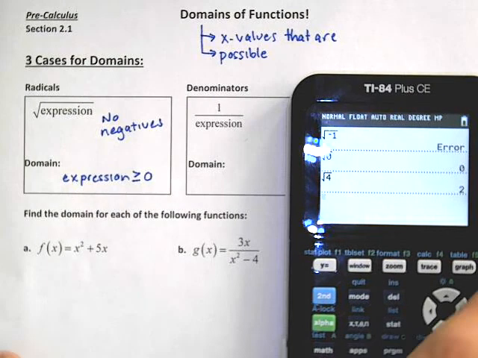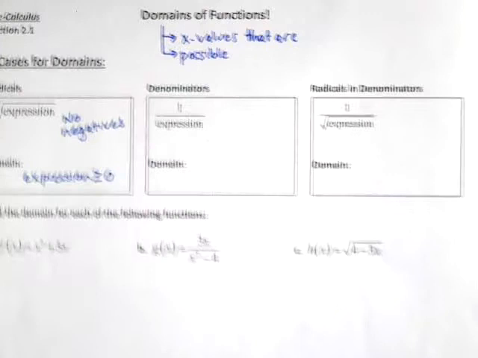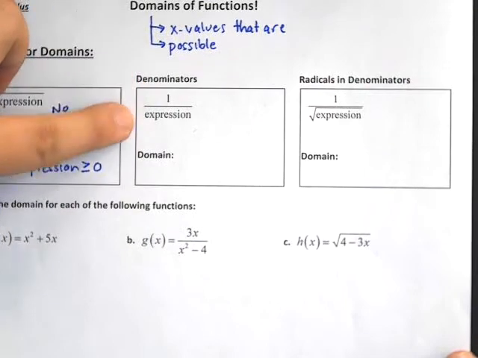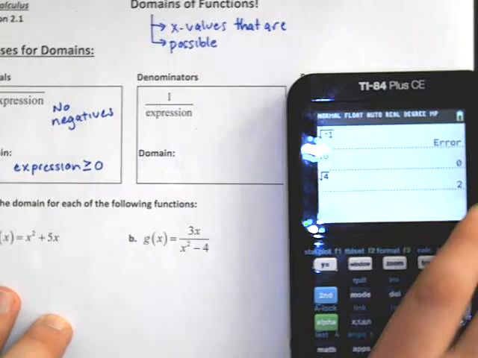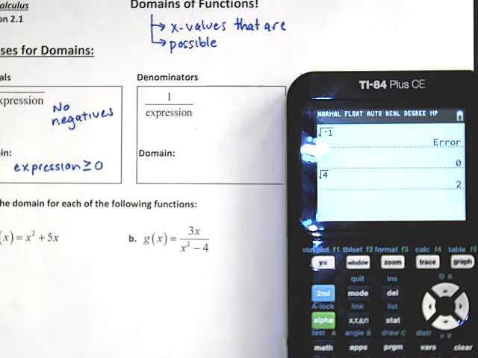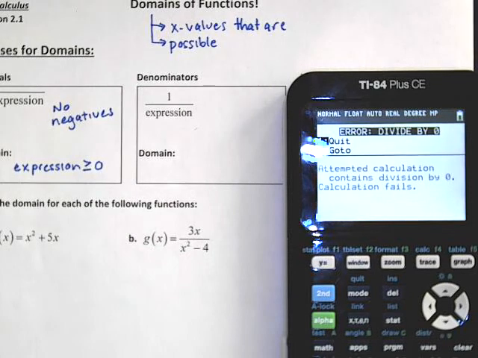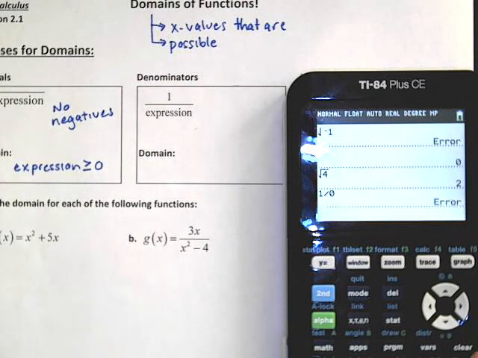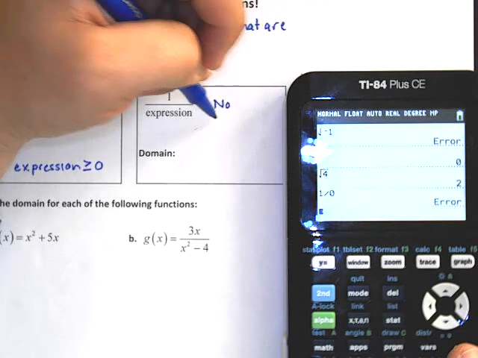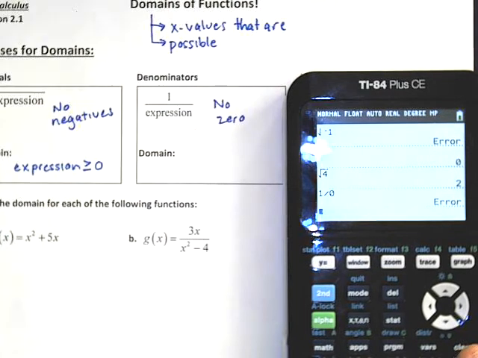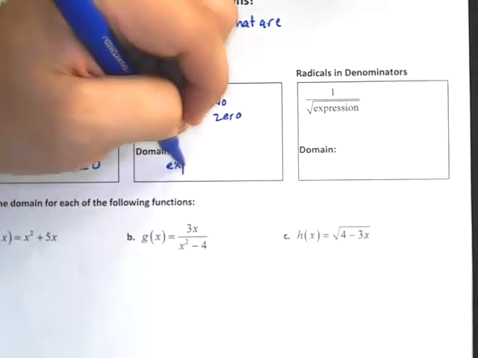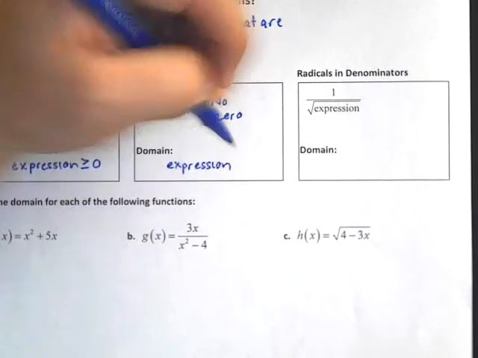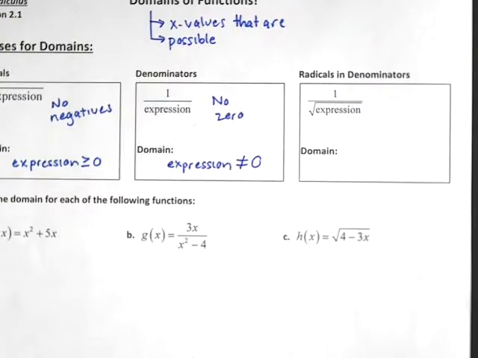Okay? Well, what happens when we move on to something like this, when we have an expression in the denominator? Well, again, hopefully you guys remember that if I take 1 and I divide by 0, it doesn't work. So what we say here is our expression cannot be 0. So that's written something like this.